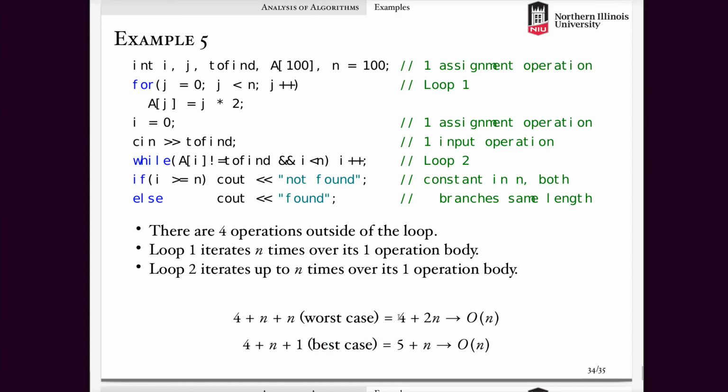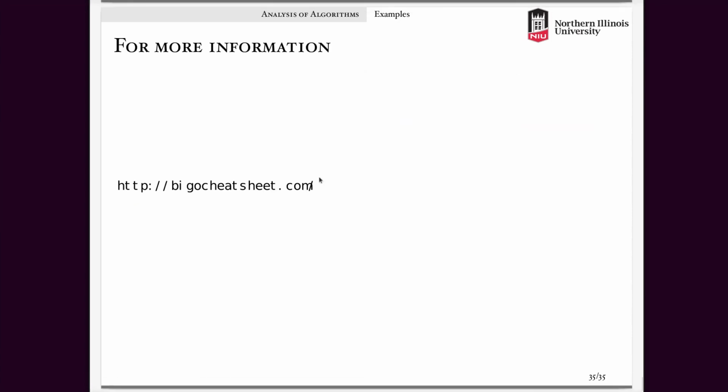So the worst case is 4 plus 2n. The best case in this particular example is 5 plus n. Now it turns out you throw away all the constants, you still have order n time. This algorithm here, as n approaches infinity, we say runs in order n. And with that, I bid you adieu.